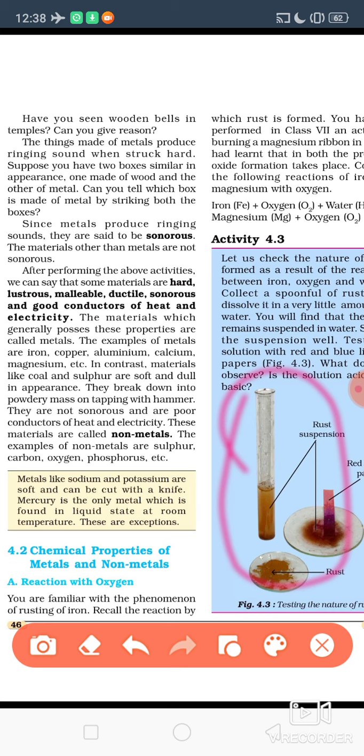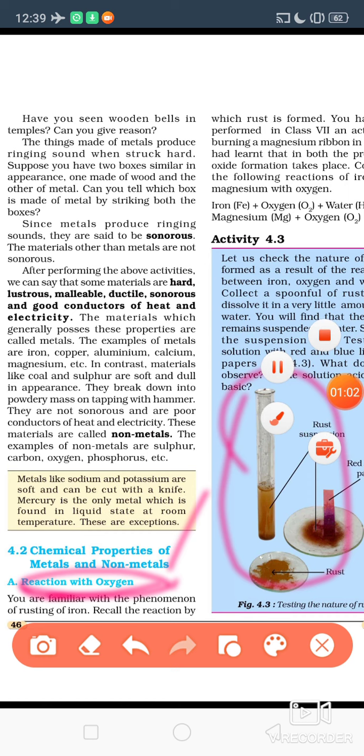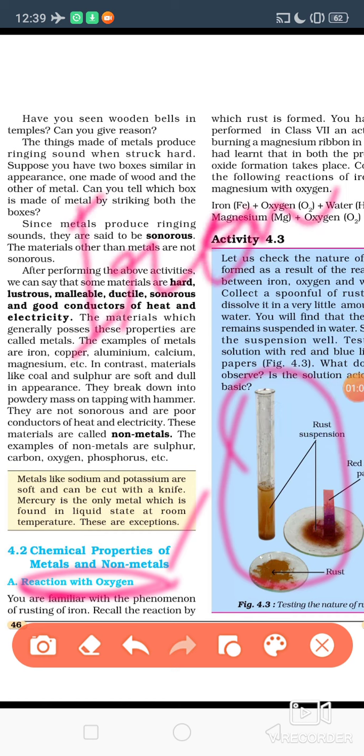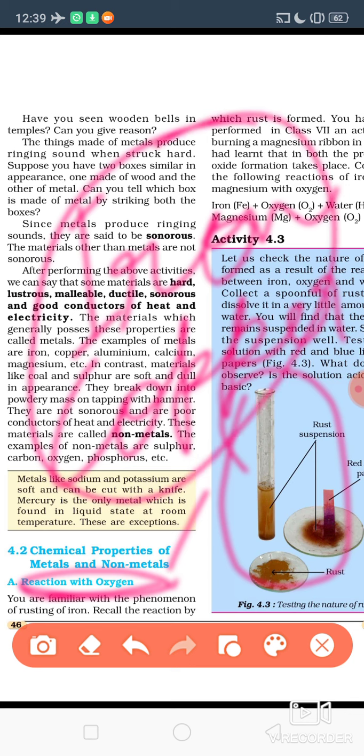Now today we'll see the reaction of metals with oxygen, and the reaction of non-metals also with oxygen. This comes under your chemical properties. First of all, iron is what? Metal. Copper is also a metal.